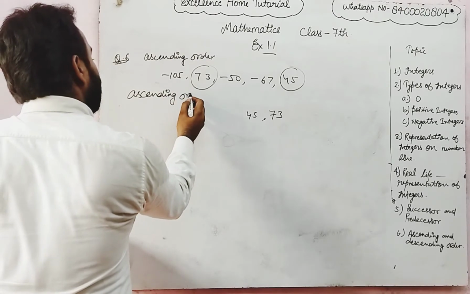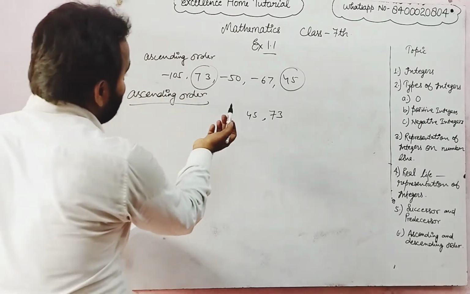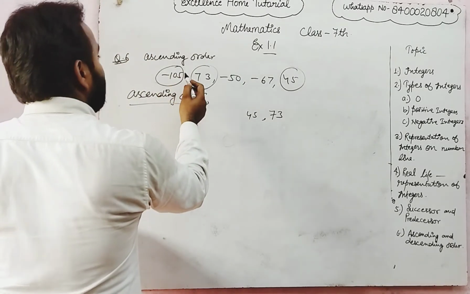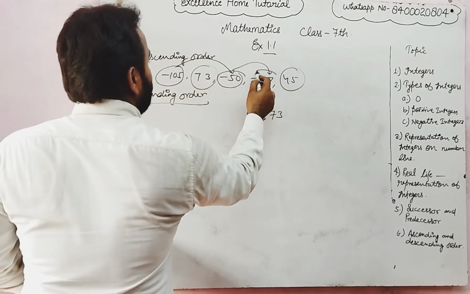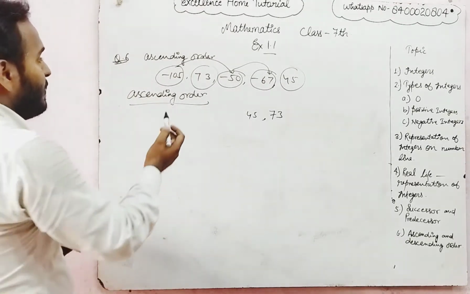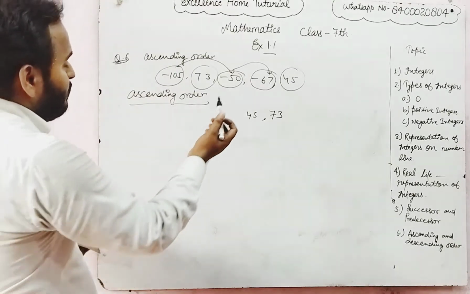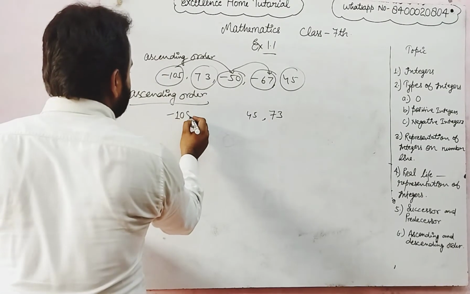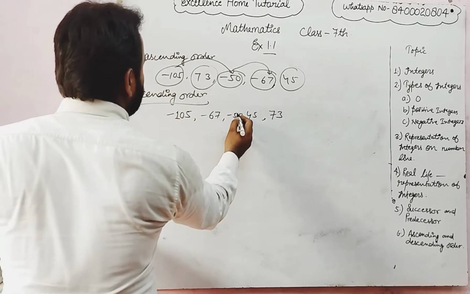Now let's find out the smallest number. Now minus 105, minus 50, minus 67. In this question, minus 105 is to the left of minus 67. So the smallest number is minus 105. After that minus 67. After that minus 50.